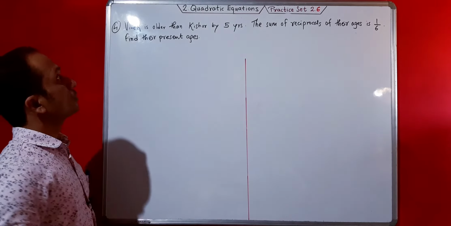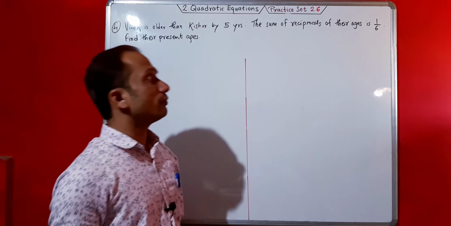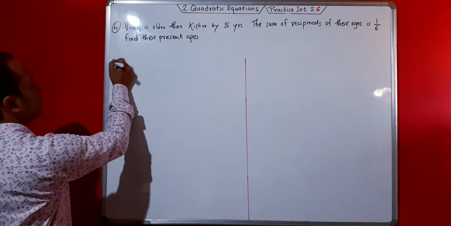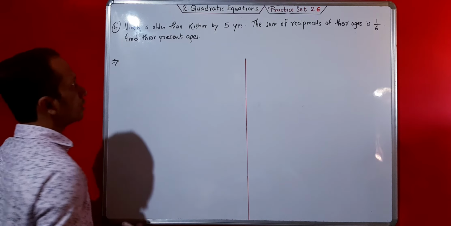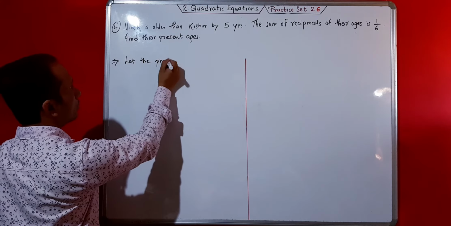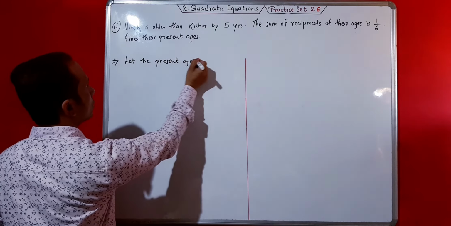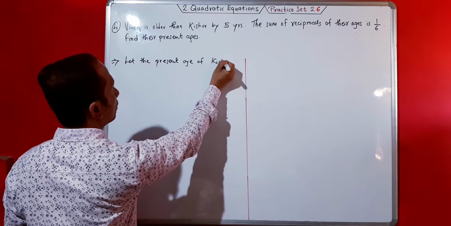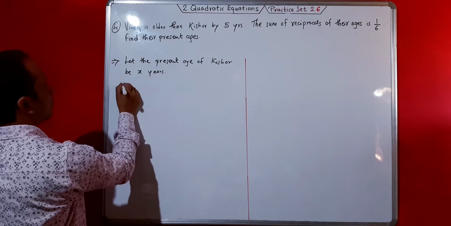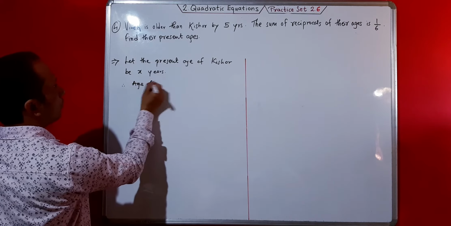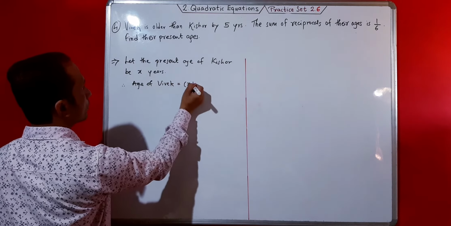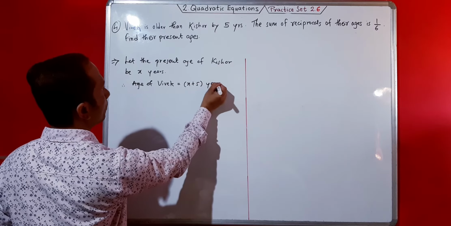In the next problem, Vivek is older than Kishore by 5 years. The sum of reciprocals of their ages is 1 by 6. Find their present ages. Okay, so who is elder? Vivek is elder. So consider, let the present age of Kishore be x years. Therefore age of Vivek, Vivek is older, is x plus 5 years, okay, is older by 5 years, okay.